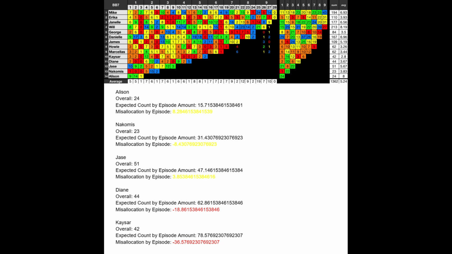Kesa has an overall diary room count of 42, and his expected count by episode amount is 78.57. This causes a huge misallocation for him, as his is negative 36.57, meaning that he only has a bit more than half of the diary rooms that he should have gotten for a fair, balanced edit.